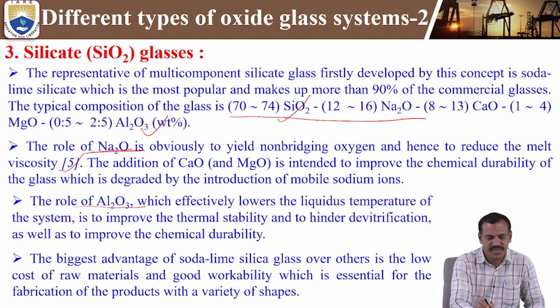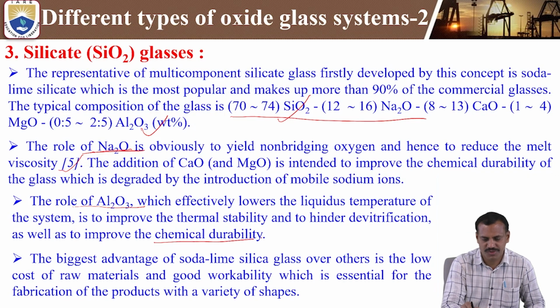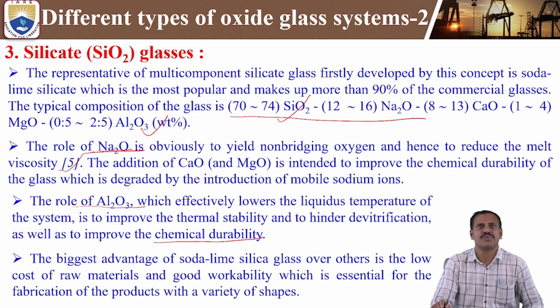The role of aluminum oxide, which effectively lowers the liquidus temperature of the system, is to improve the thermal stability and to hinder devitrification, as well as to improve the chemical durability. This is one of the important properties of aluminum oxide. Whenever we add Al2O3 to the glass former system, we can improve the thermal stability and at the same time improve the chemical durability. These are important properties in soda lime silicate glasses.